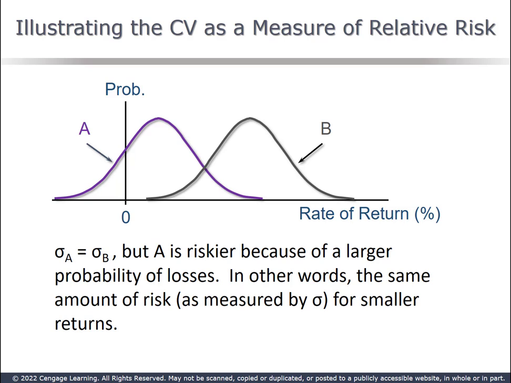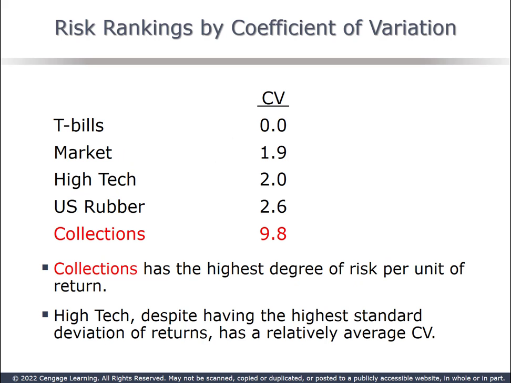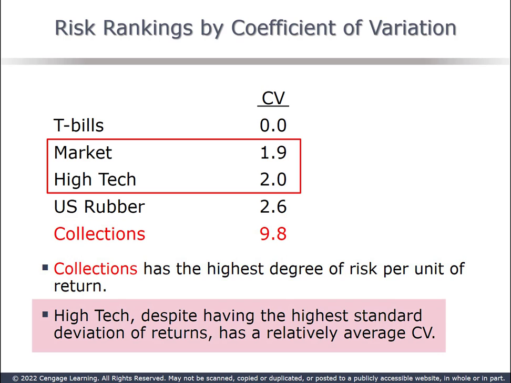Here's a graphical representation of why we need the coefficient of variation. A and B have the same standard deviation, but A is clearly riskier than B. More of its possible returns are negative. Here are the coefficients of variation for all of our sample assets. Collections has a very high CV, low return, high risk. High-tech, which had the highest risk metric, is really only slightly riskier than the market.